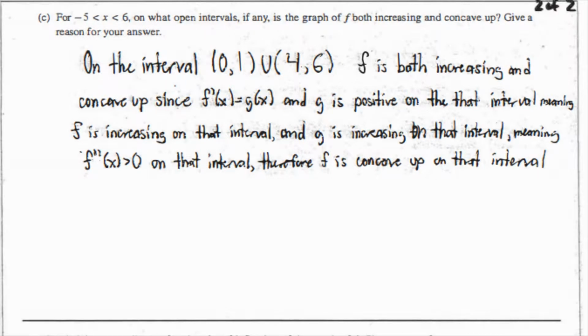This student wrote, from 0 < x < 1, and 4 < x < 6, the graph of f is both increasing and concave up because f prime is above the x-axis, positive, and has an increasing slope. They received the first point for correctly identifying the intervals. However, they did not receive the second point because they failed to identify the relationship between g of x and f prime of x.